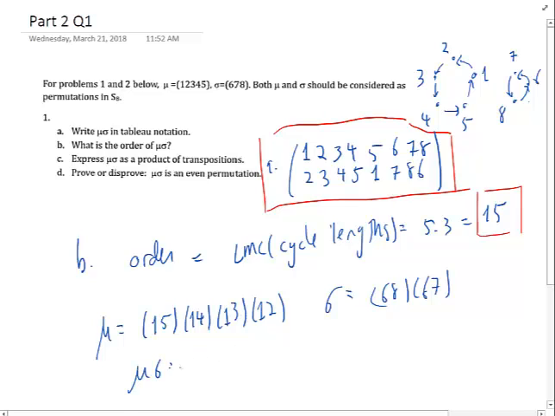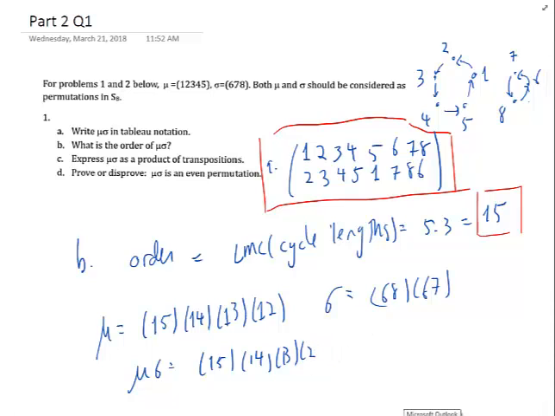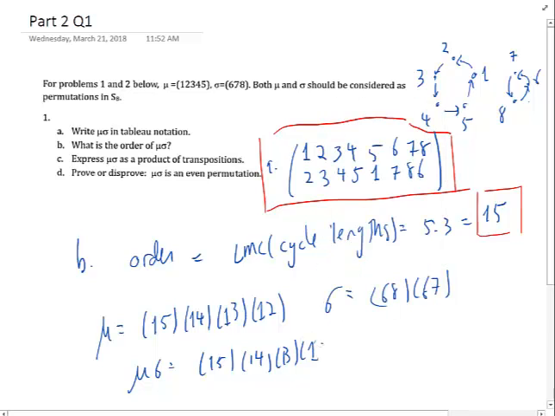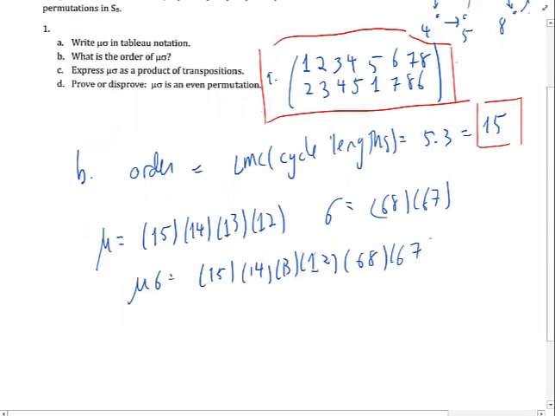So mu sigma is equal to (1 5)(1 4)(1 3)(1 2), and then you can also do (6 8)(6 7). That's fine. In fact, you could put the sigma on the other side because the sigma and the mu commute, because they're disjoint cycles. You could write it other ways.